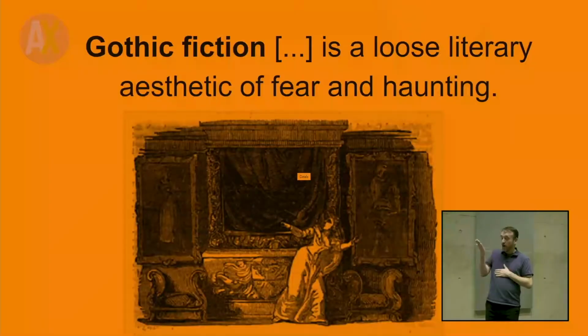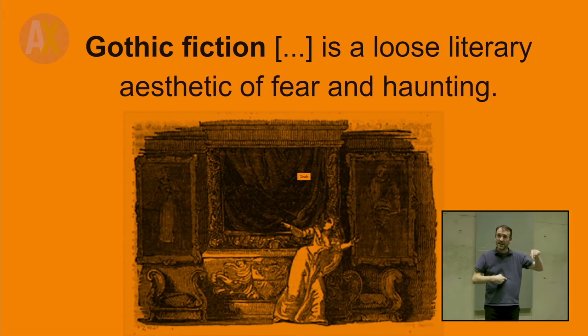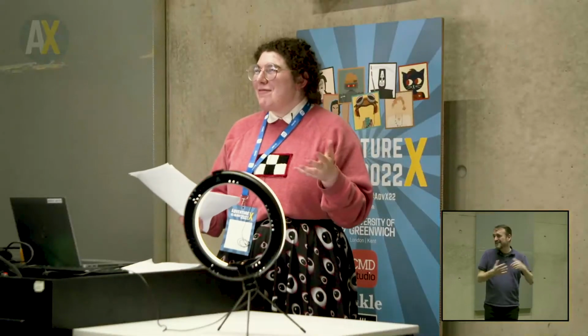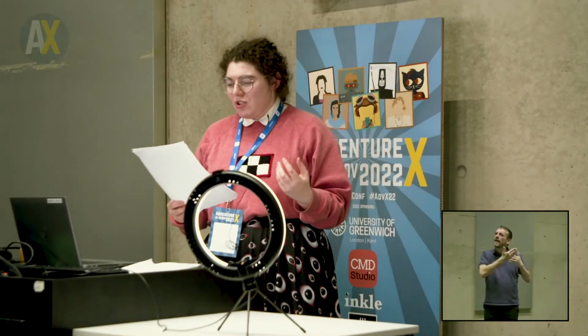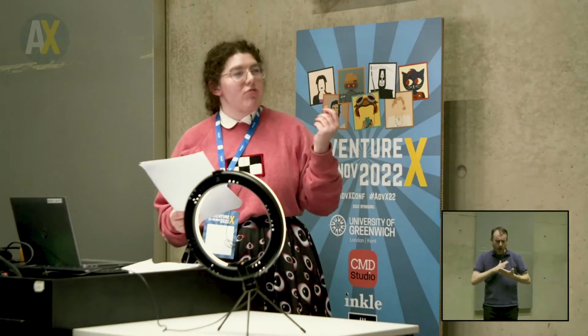Well, as we learned earlier, Wikipedia is always a great place to start. So Gothic fiction is a loose literary aesthetic of fear and haunting. One of my favorite Wikipedia opening lines ever. I love it. So it says all that really needs to be said. Gothic is about feeling nervous, unsure, that feeling that something is wrong.